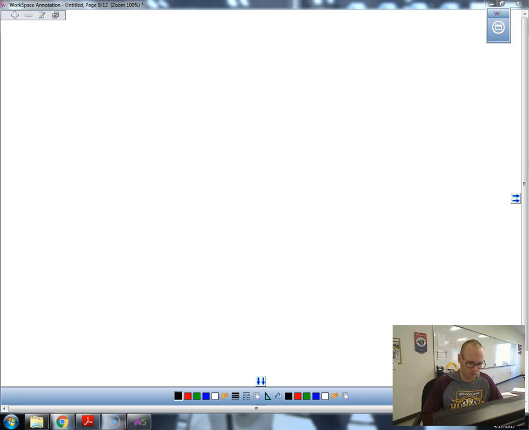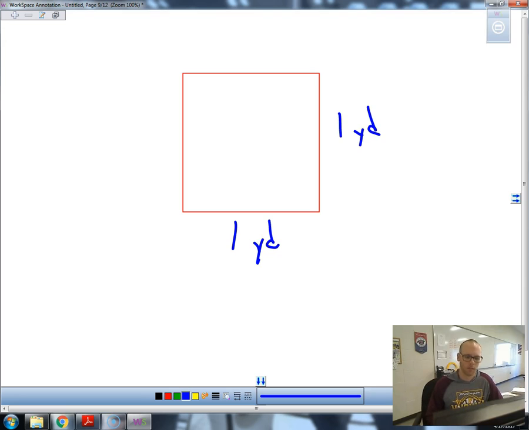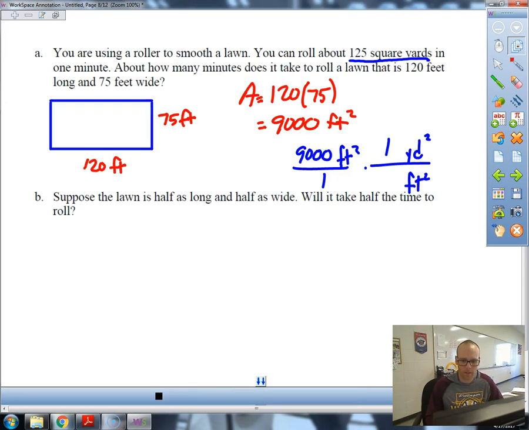Let's think about this just a second. If I have a square yard, that means it's 1 yard by 1 yard. Well, how long is 1 yard? 1 yard is 3 feet. So it's 3 feet by 3 feet. So what's the area of 1 square yard? 9 square feet. So what I need to do here is multiply by 1 square yard over 9 square feet. Now my square feet cancel.